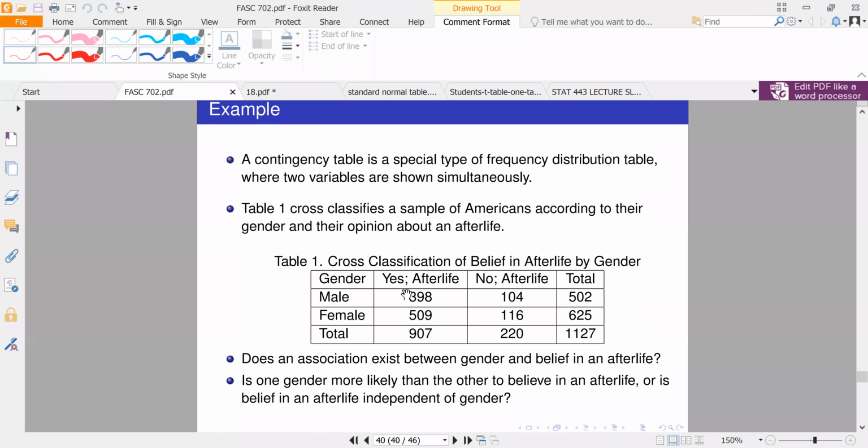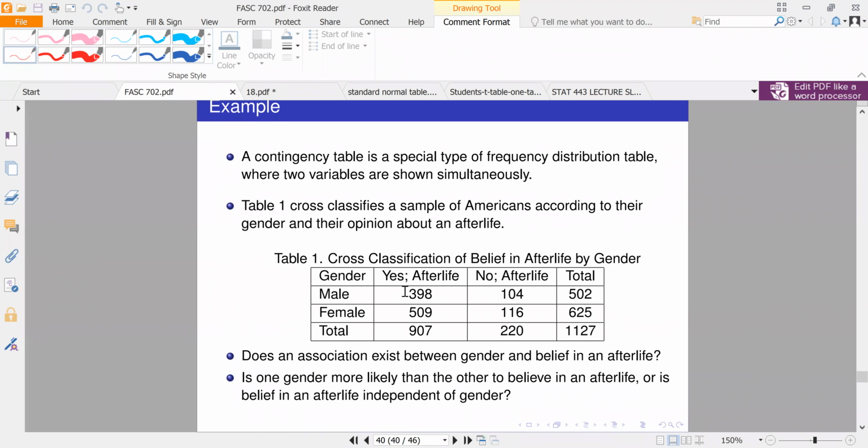So in this case, you can see this first cell here is the number of males who believe in afterlife. The second one is the number of males who do not believe. The second row, in this case, we have the number of females who believe in afterlife. And here we have the number of females who do not believe in afterlife.